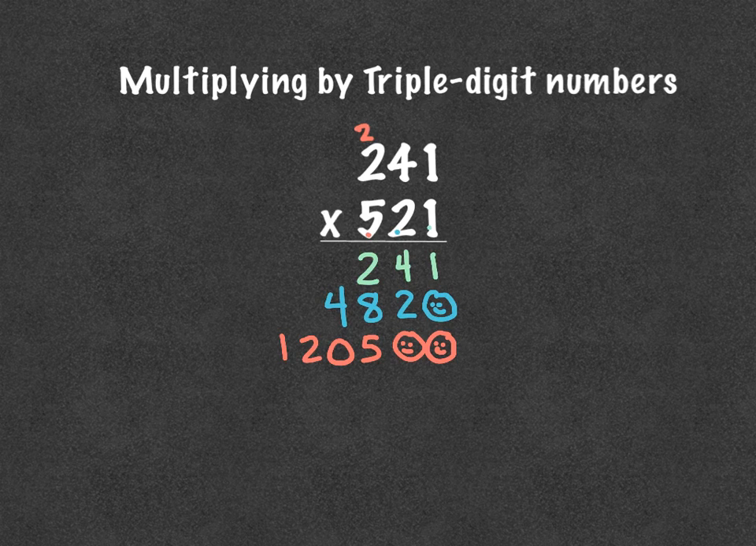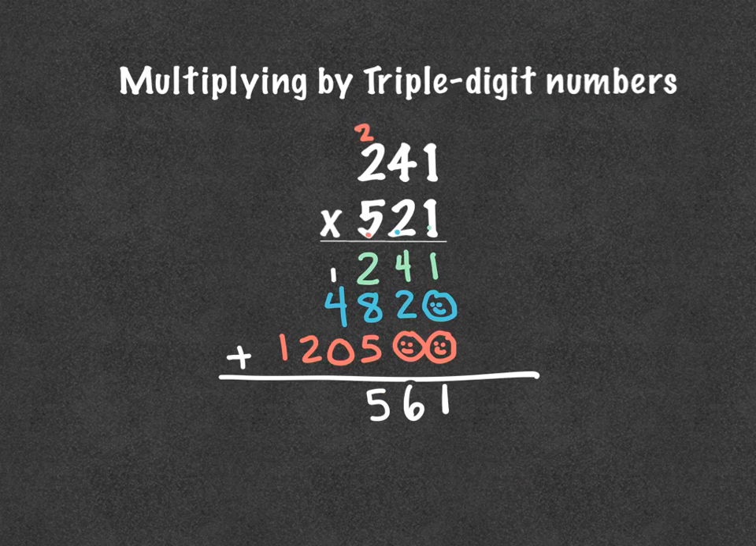Multiplication makes us mad. So we're going to add this up. 1 plus 0 is 1. 4 plus 2 is 6. 6. 2 plus 8 is 10 plus 1 is 15. 4 plus 1 is 5, and 2 and 1. 125,561. Okay, so that is how to multiply triple digit numbers.